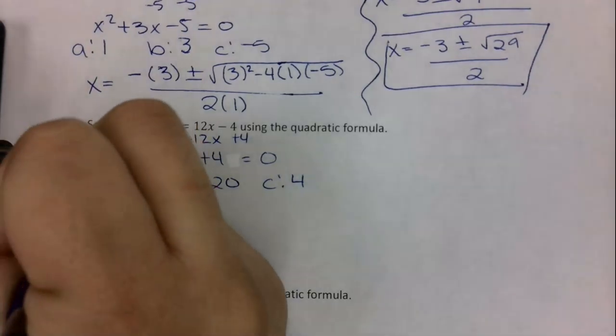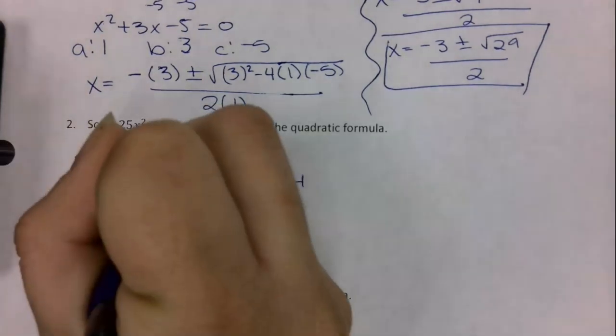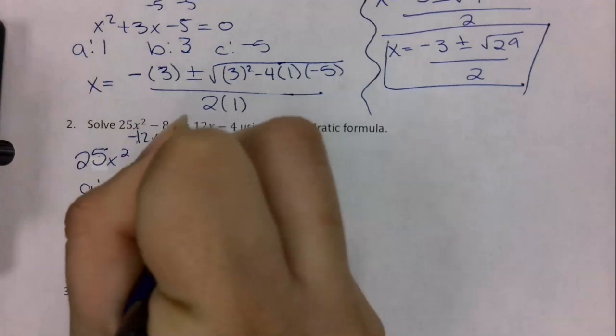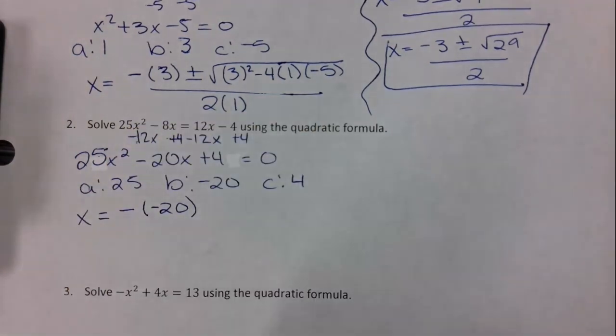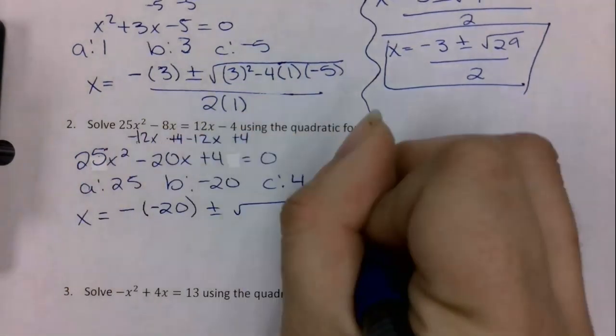Okay, so what's my a? 25. What is my b? Negative 20. And my c? 4. Then I plug in. So I have x equals negative, and then my number is actually negative, so I have negative, negative 20, plus or minus the square root.